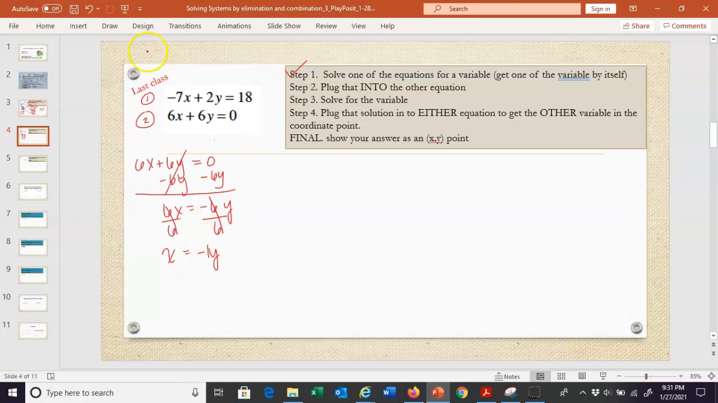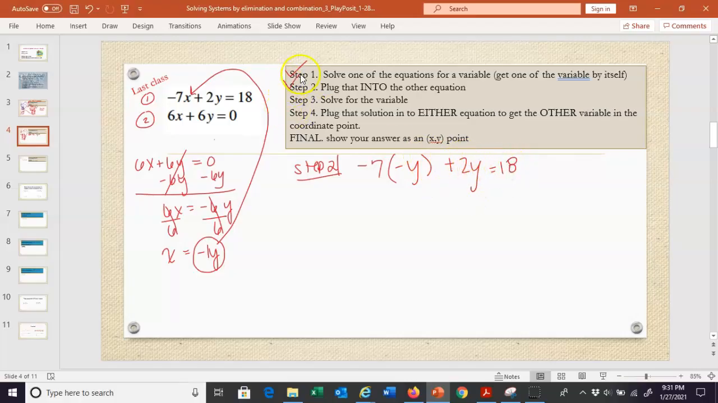Step number 2 says to plug that into the other equation. So we solve for x. So instead of x in the first equation, I'm going to put what I got for x. So step number 2, -7, and instead of x, I'm going to put -y. Here we go.